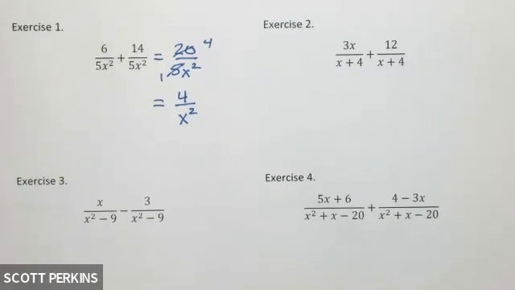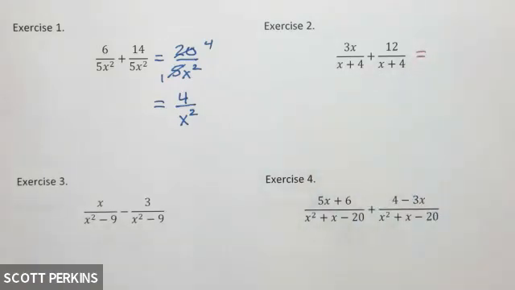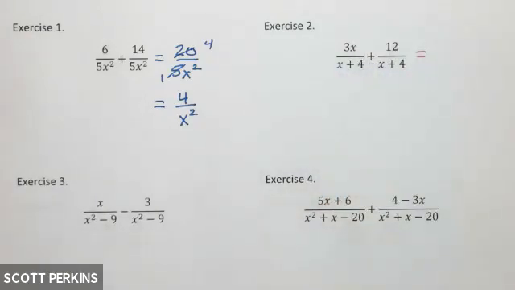So once again, I have the exact same denominator. Common denominator, they're both x plus 4. No need for any changes or anything. So the first thing I'm going to do is add those numerators and leave the denominator alone. So 3x plus 12, when I add those, what do I get?